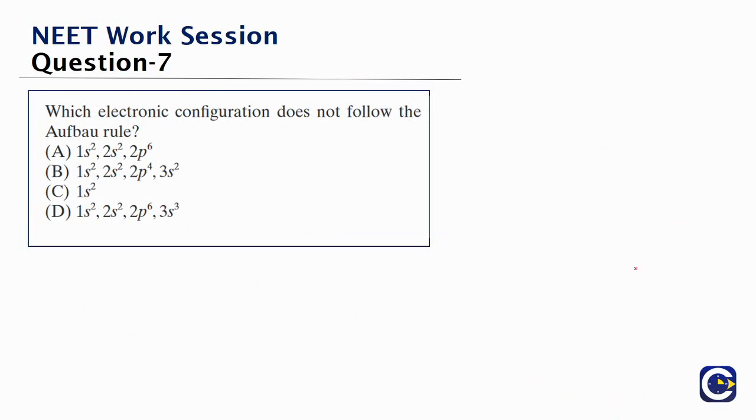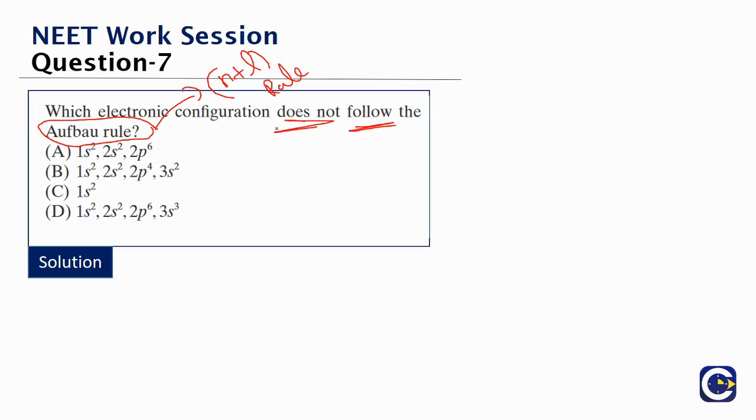Next we will go to a question which is based on the rules of electronic configuration. So while writing the electronic configuration we will follow the Aufbau principle, the n plus l rule. While filling electrons into degenerate orbitals, we will follow Hund's rule of maximum multiplicity. Probably we'll have a question on that also, we'll see. So which electronic configuration does not follow the Aufbau rule? What is the Aufbau rule? When we are filling electrons, we have to fill one subshell completely in the increasing order of energy.